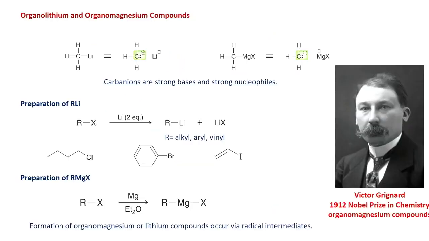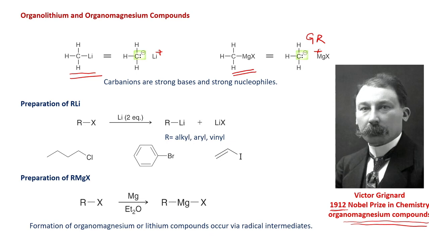Now we will talk about organolithium and organomagnesium compounds. We will study these two organometallics together because their reactivity is very similar. This is the organolithium compound and this is the organomagnesium compound, well known as the Grignard reagent. Victor Grignard received the Nobel Prize in 1912 for this organomagnesium compound. Both of these organometallics are highly reactive.